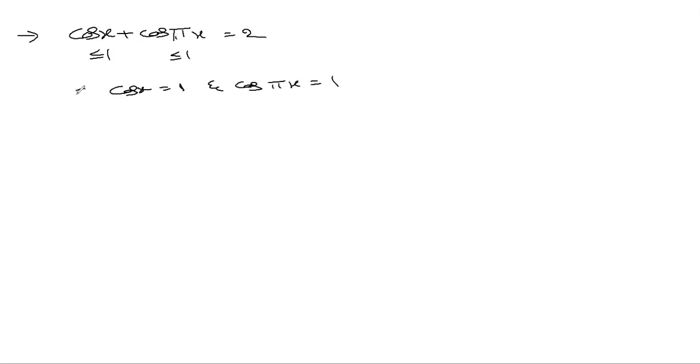Next problem. cos x plus cos pi x equals 2. This we have to simplify. You can see here this is less than or equal to 1, and this is also less than or equal to 1. Only one possibility: cos x equals 1 and cos pi x equals 1. In this situation we will get the solution.